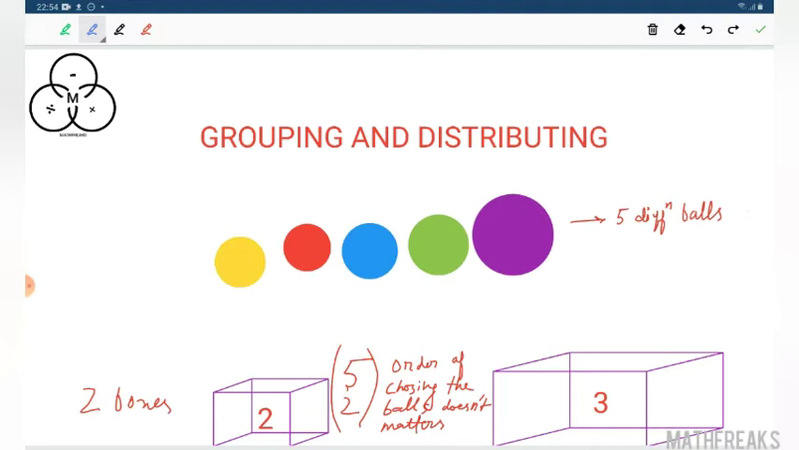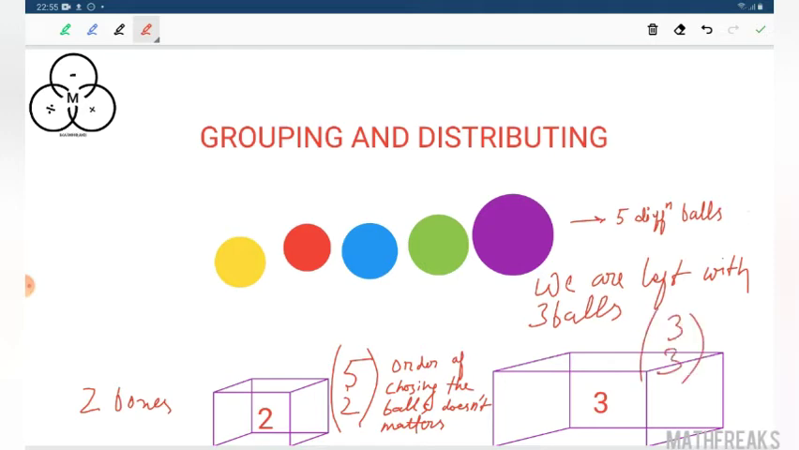So for the first box we have 5 choose 2 options, and for the next box, since we have chosen 2 balls, we are left with 3 balls, and we need to put 3 balls in the box, so we have 3 choose 3 options. So the total number of ways we can do this: first 5 choose 2.